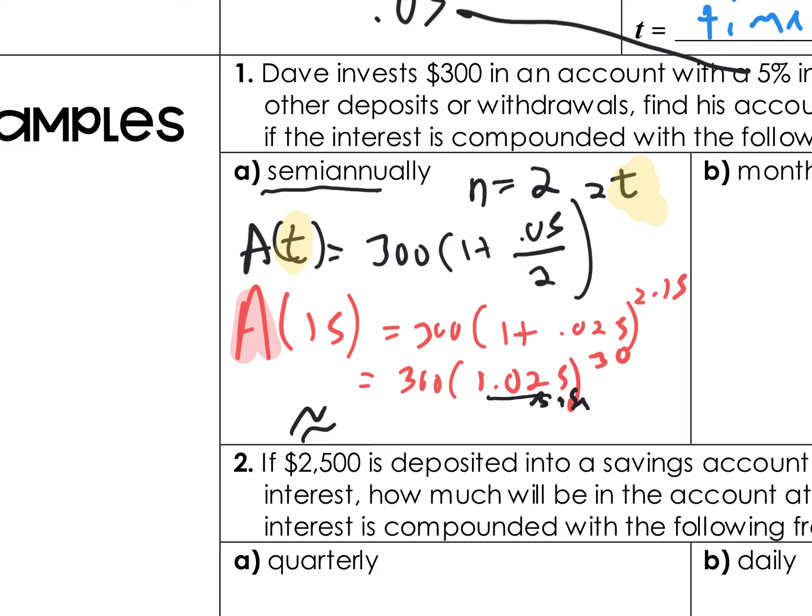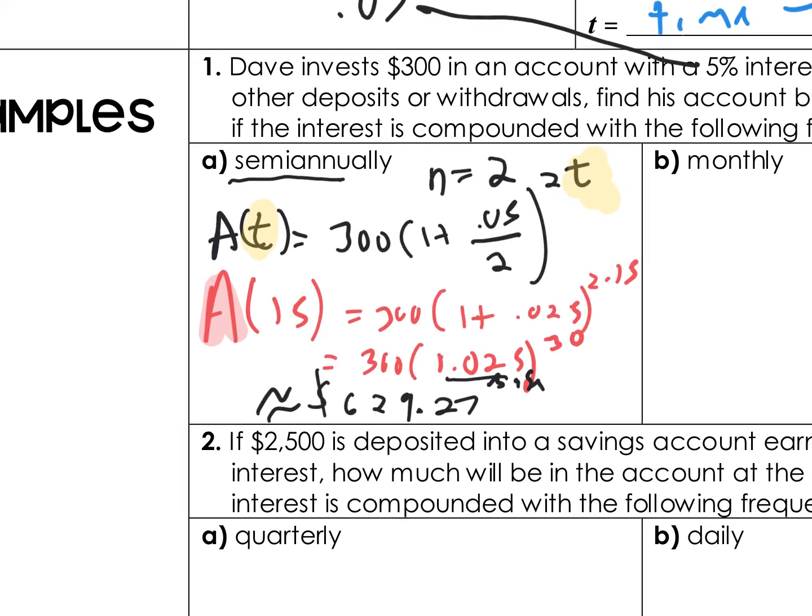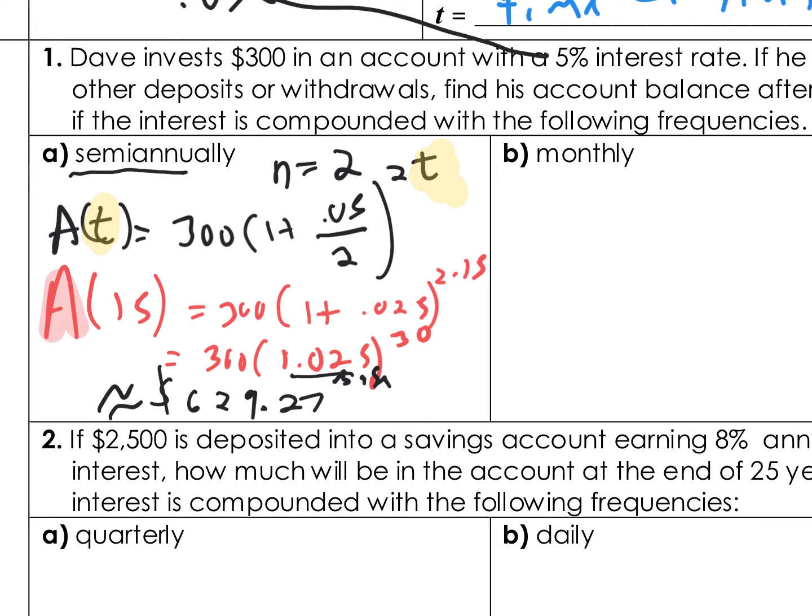Okay, now, time for the calculator. Let me give a second here. $629. Make sure you use a dollar sign. How many cents did I say? 27. Now, we're going to compare this semi-annual calculation to monthly. Okay? That's what Christian was talking about. What would N be now? 12.